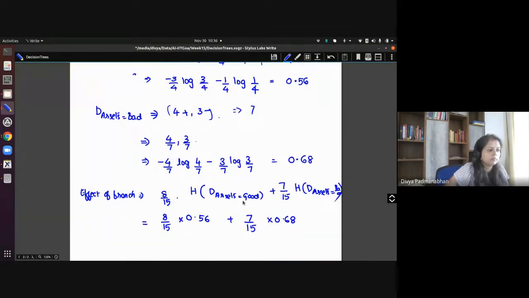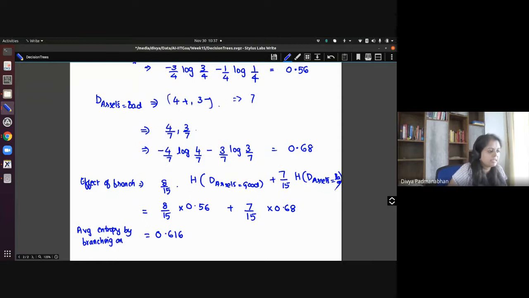0.616. Okay, right. So this is the entropy, the average entropy in some sense, of this branching. Let me write it this way: average entropy by branching on assets. If you choose assets first, this is the average entropy.